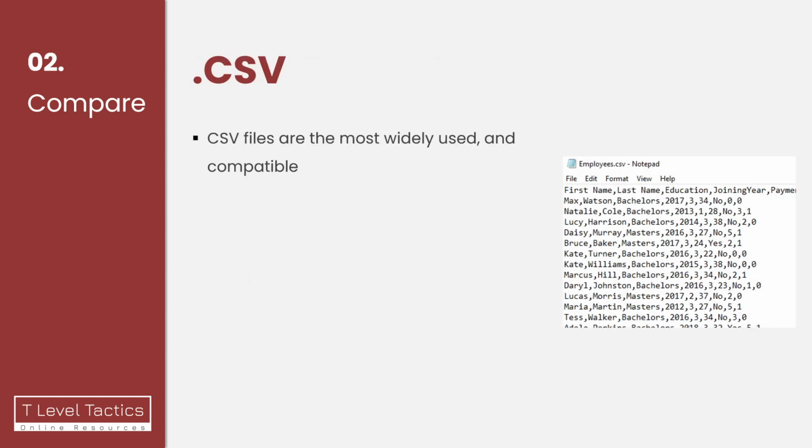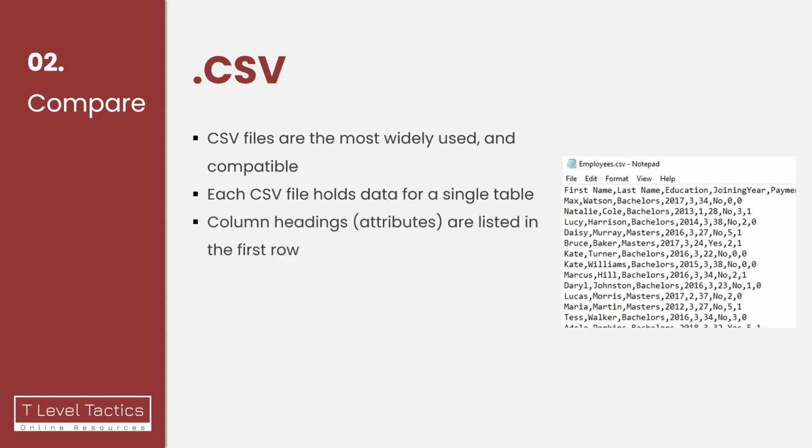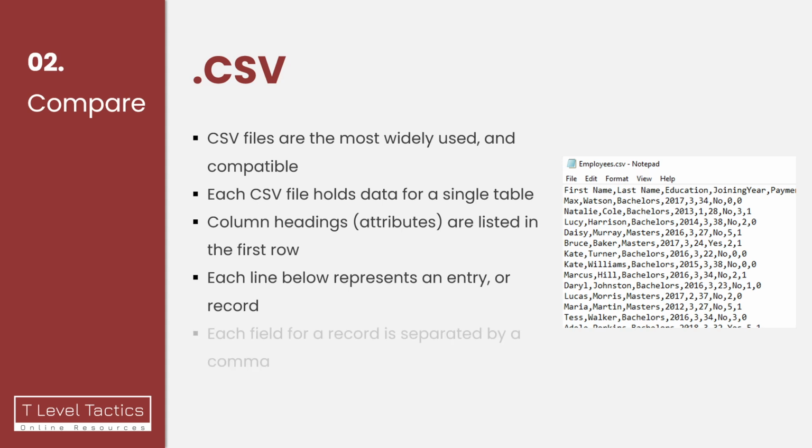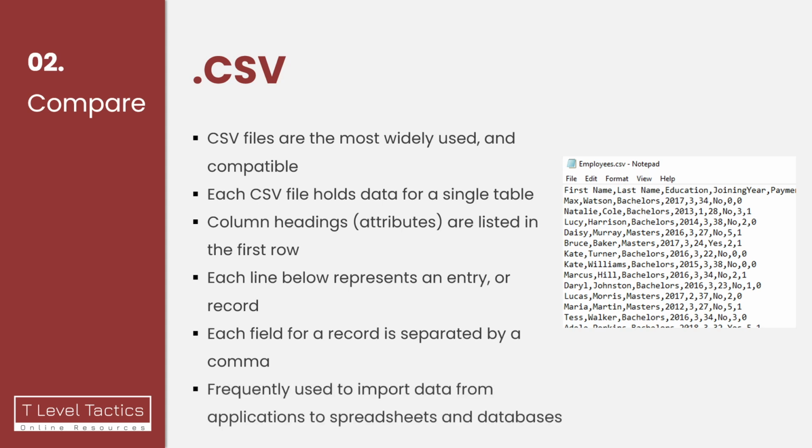CSV files are the most widely used and compatible flat file format. Each CSV file holds data for a single table in a database. Column headings, or attributes, are listed in the first row, and you can see that in the example here, where it says first name, last name, education, all separated by commas. Each line below represents an entry or a record, and each field for a record is separated by a comma. CSVs are frequently used to import data from applications to spreadsheets and databases. They're really simple and they're really quick to use and import.